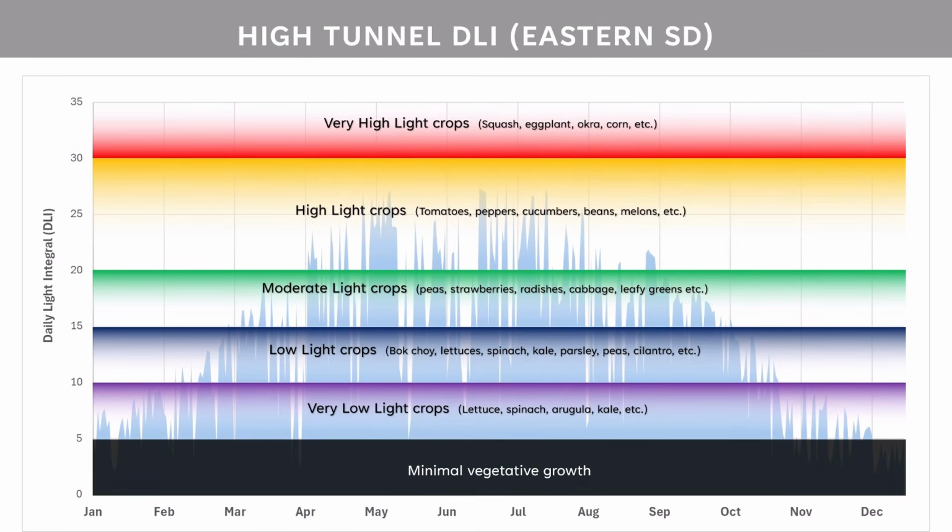As we get to averages below 5, vegetative growth pretty much stops for all plants. Even the lowest light crops fail to be able to produce enough energy to maintain respiration below a DLI of 3. I've noticed that growth pretty much stalls from mid-November through January for most of my plants. But once February hits, growth changes rapidly.